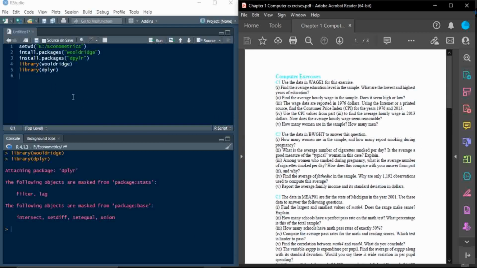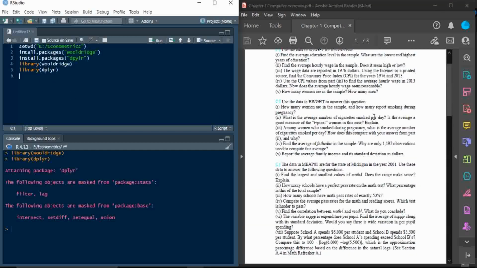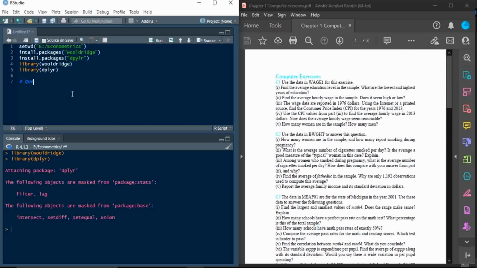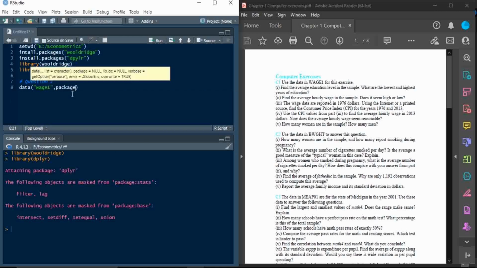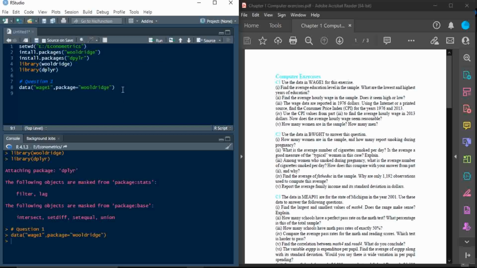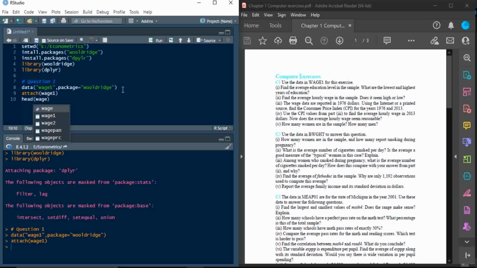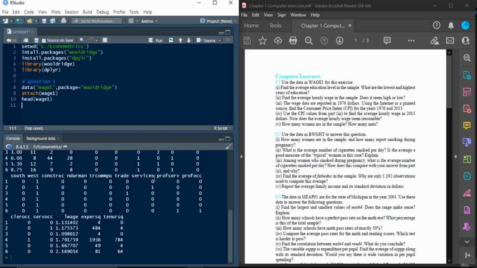Yes, now it's okay. Now let's start question 1. In question 1 there is the use of the data wage1. So call this data, name this data, and then type package equals wooldridge. Remember to put this value in double quotes after package, and then press Ctrl plus Enter. Now this wage1 data object has been created. Now attach this data set so that we can call the column variables by directly naming them, and we will not use the dollar operator to use them. Now to look at the column headings, we can use the function head and then put the data set name. So these are the column heads.